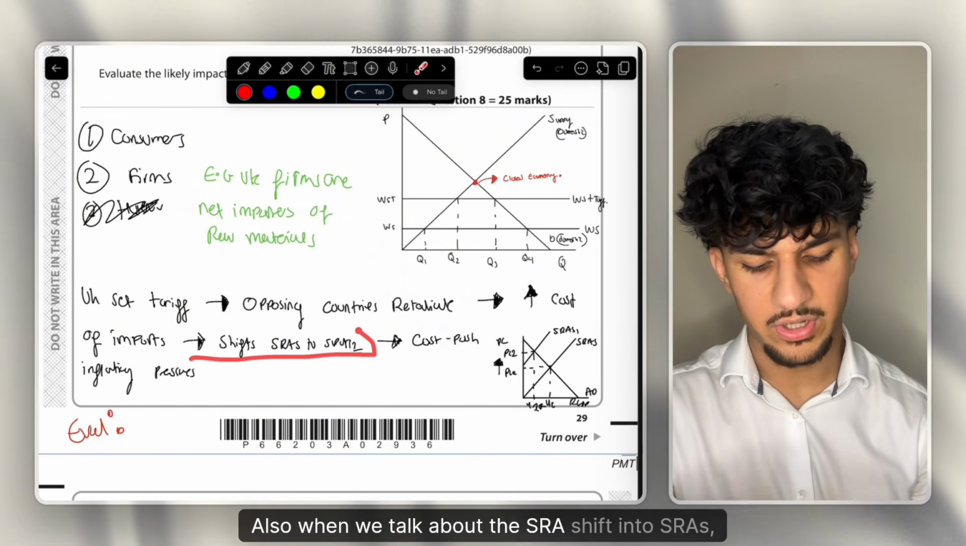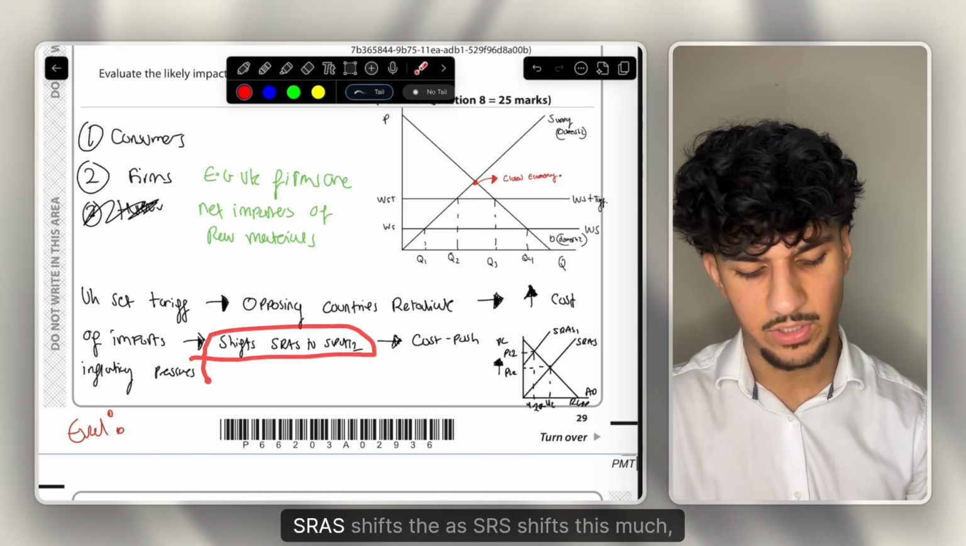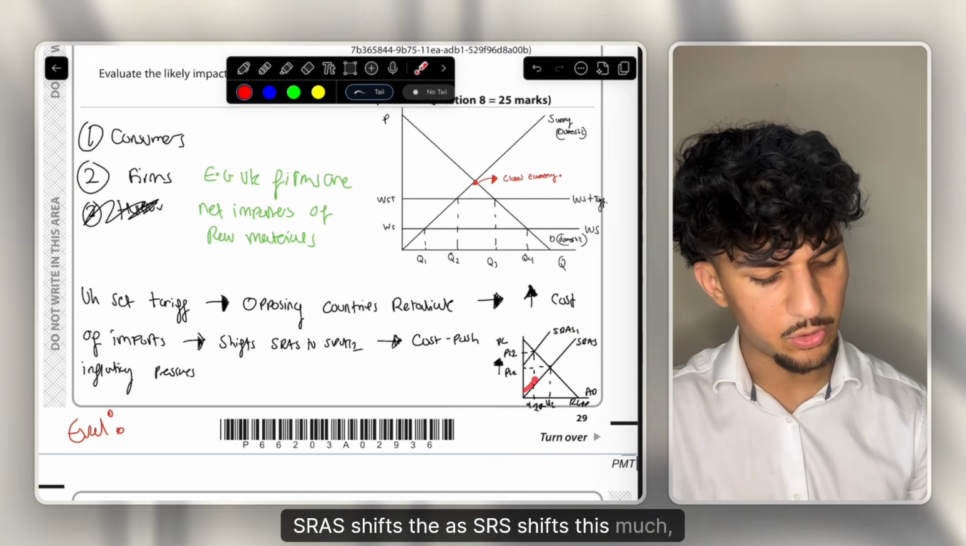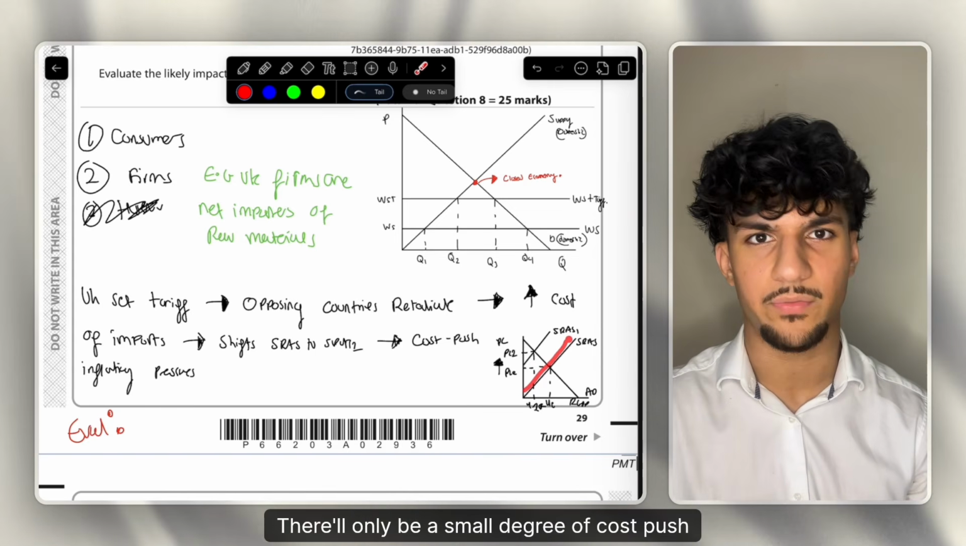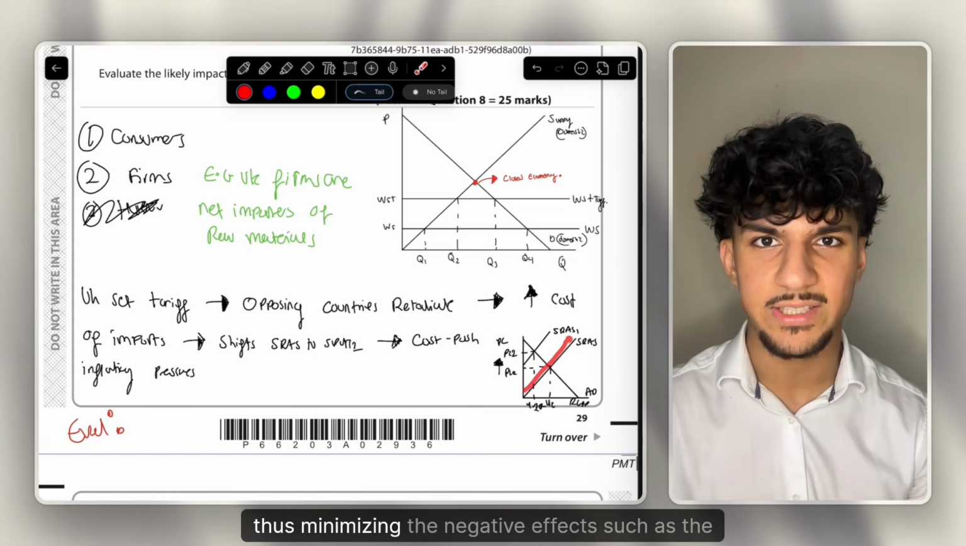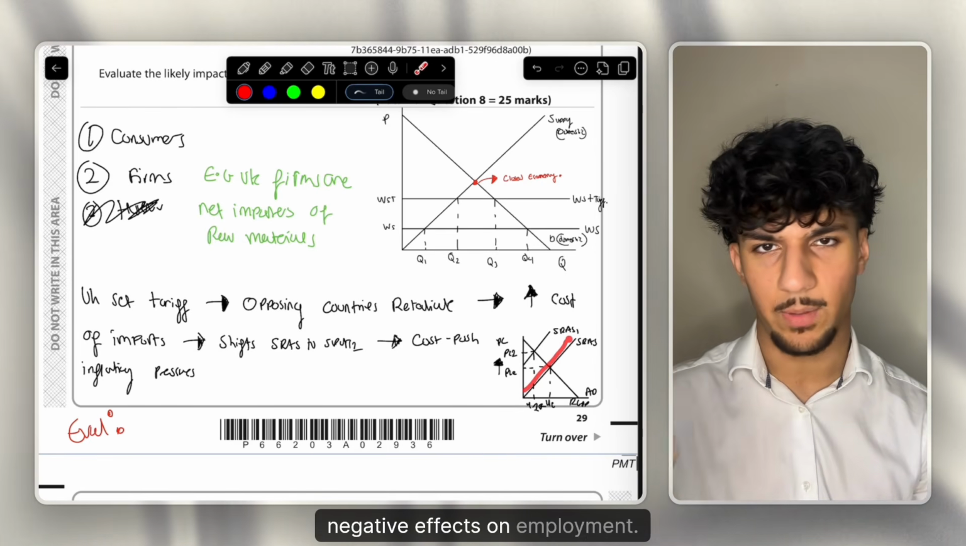Also, when we talk about the SRAS shifting to SRAS1, it depends on the degree to which SRAS shifts. If SRAS shifts this much, it doesn't have much effect on the UK economy. There'll only be a small degree of cost push inflation, thus minimising the negative effects, such as the negative effects on living standards and the negative effects on employment.